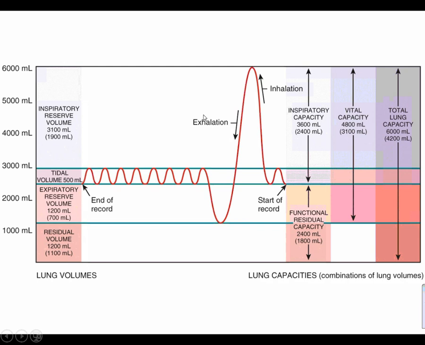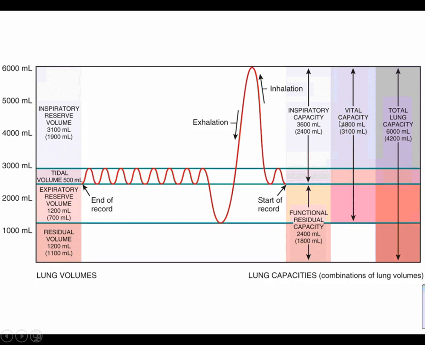Okay. Now you can take these volumes and you can calculate capacities. Okay. Inspiratory capacity is tidal volume plus inspiratory reserve volume. Okay. Functional residual capacity is ERV plus RV. Okay. So it's the amount of air that's in your lungs after you take a normal exhale. Okay. Vital capacity is your ERV plus your tidal volume plus your inspiratory reserve volume.